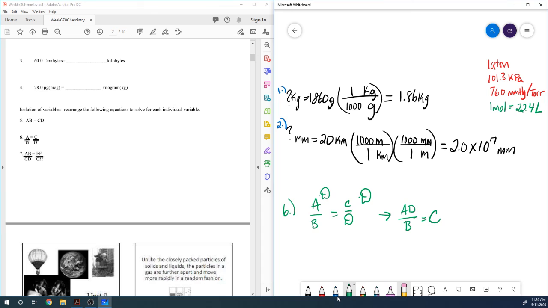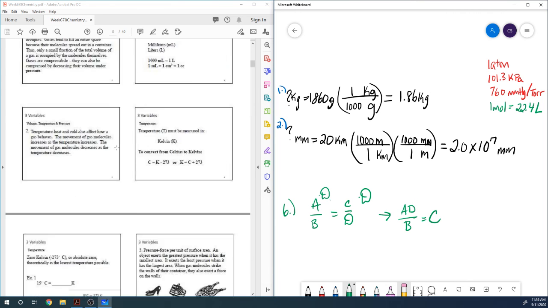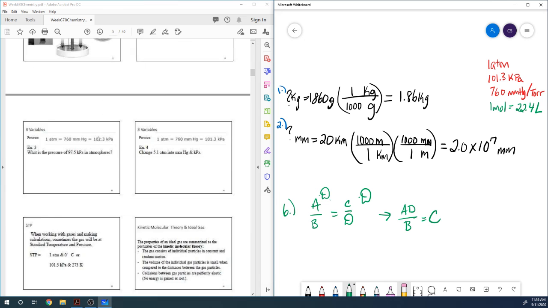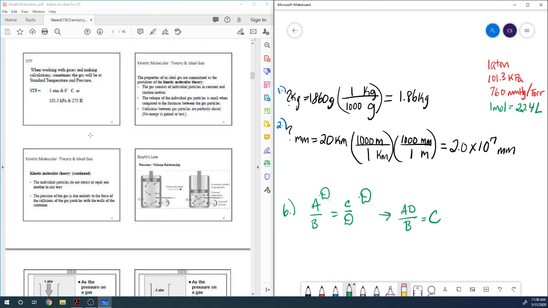Okay. You should know that if it's on bottom, the way to get rid of it is to multiply both sides by it. And if it's on top, you need to divide both sides by it. Okay? Because when it comes down here to the gas laws, you have to manipulate equations. Okay, and that's what we're going to do real quick.